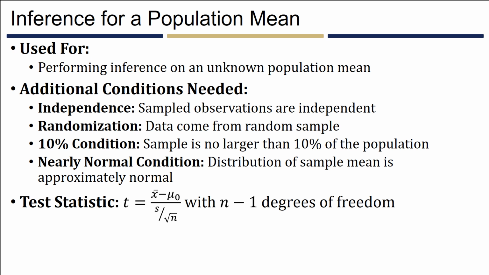Our test statistic in this case is going to follow a t-distribution with n-1 degrees of freedom, and we'll calculate out that test statistic by taking the sample mean, subtracting off the hypothesized mean, mu naught, and dividing by the standard error, s, the sample standard deviation, divided by the square root of the sample size.